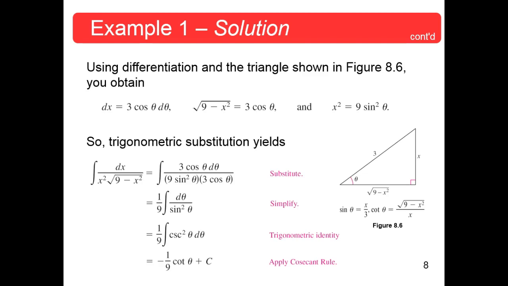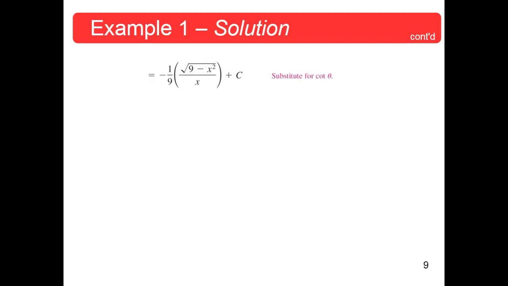But, see, they had already done this for us, that the cotangent theta is adjacent over opposite is the square root of 9 minus x squared over x. Plug that in here, and that gives us minus 1/9 of that, so that would be minus the square root of 9 minus x squared over 9x plus c. Make sense?